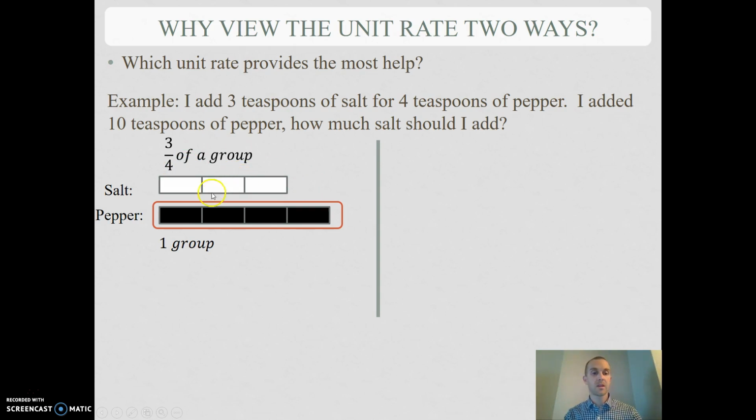So then I would say, if I wanted to see what does that help me with? That tells me that if I have 3/4 of a group times however many groups of that 1 teaspoon of pepper I have, that will give me the amount of salt I need.